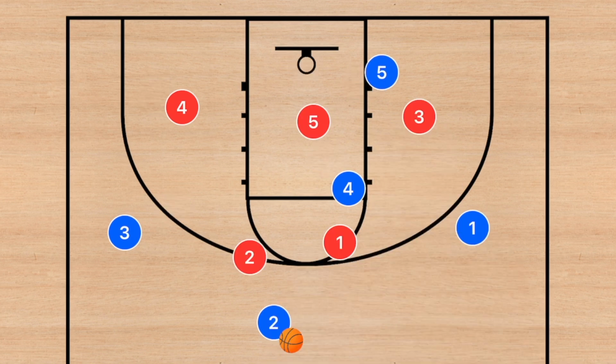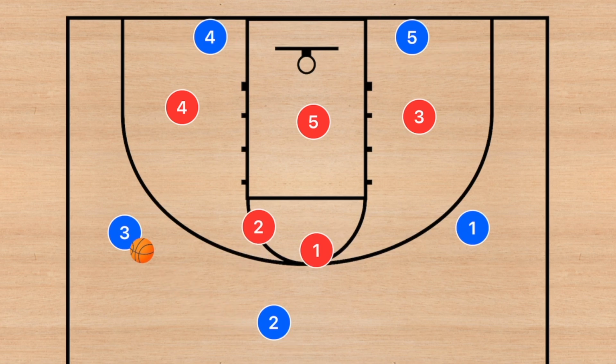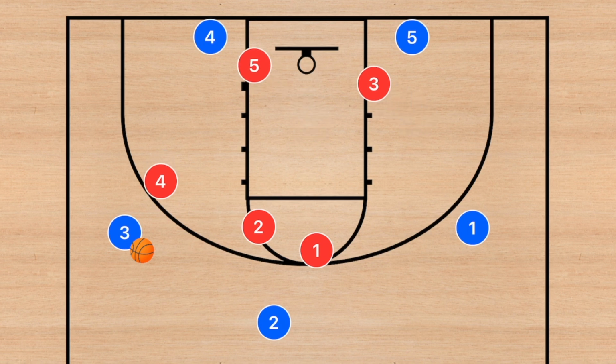I also like this version of the zone offense, which is you've got 2 players in the dunker spot. What you're trying to do here is to have a quick pass to player 3 that's going to bring player 4 up, 5 sinks. We're going to have a quick pass down to player 4.